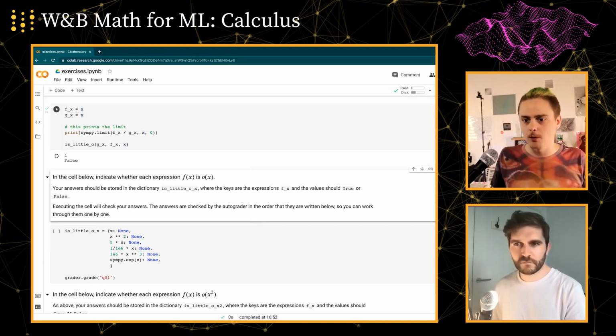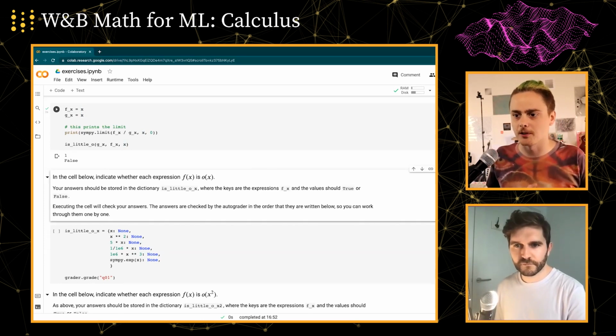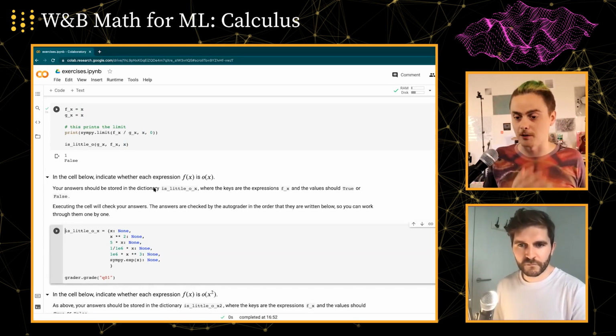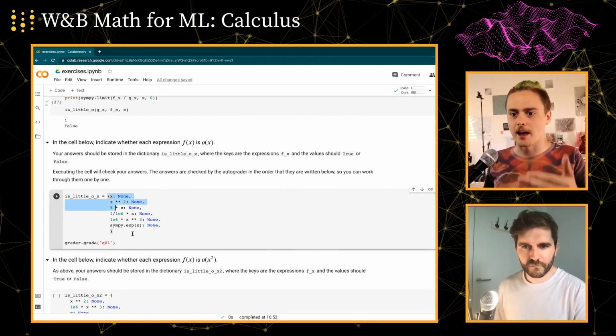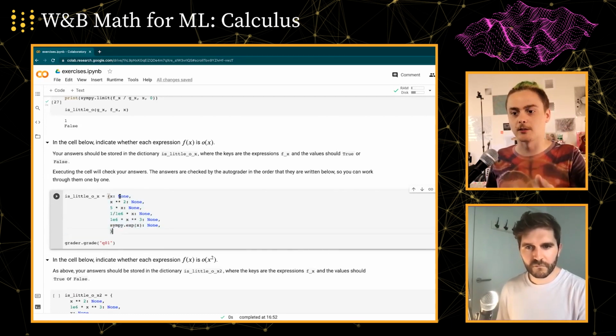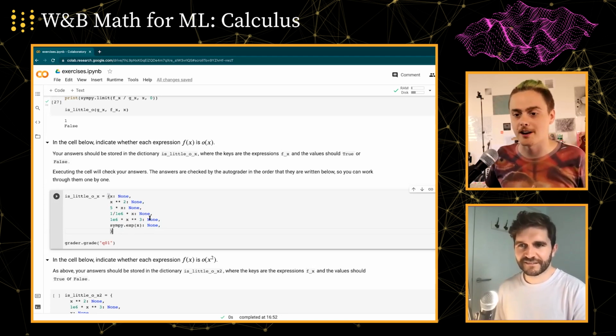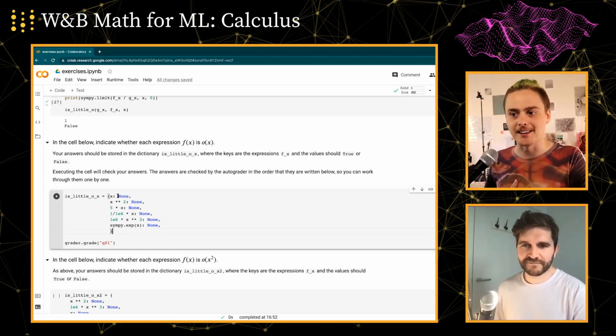Cool. Okay. We're just going to do some quick exercises to build a little intuition of what it means for something to be little o of x or not. With this one, there's a bunch of expressions, and the goal is to say: is it true or is it not true that this expression is little o of x?